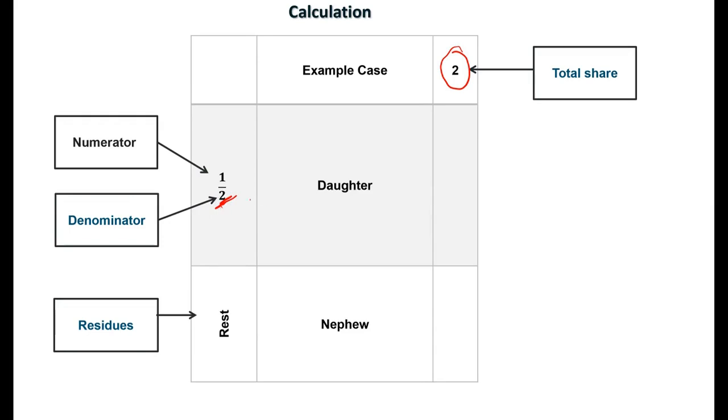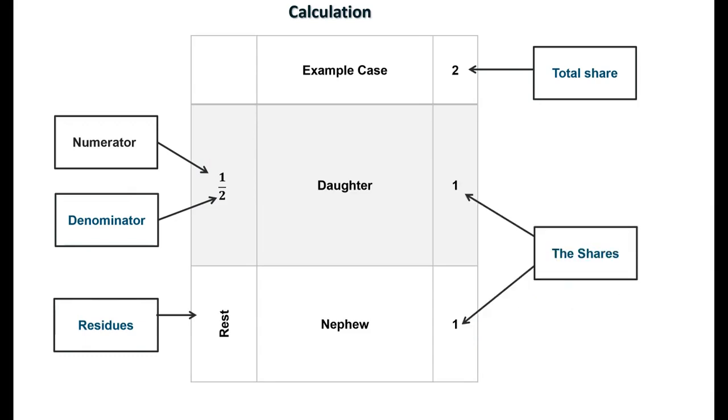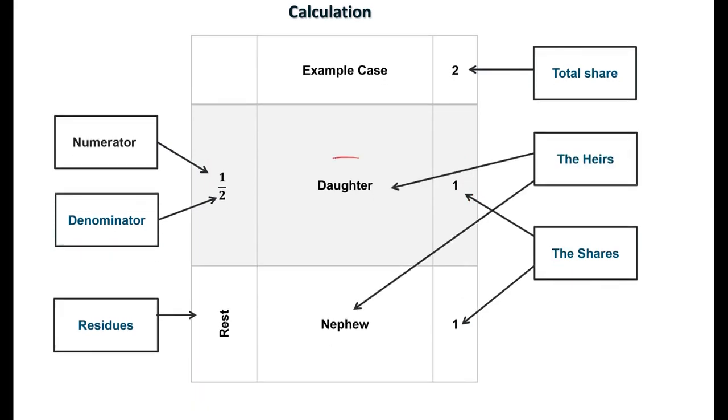So half of 2 is 1, and the remaining half is also 1. So the nephew is getting half, not because he is entitled to half, but because that is the remaining. He is getting the remaining, or the residue. These are known as the shares of each heir. And these are known as the heirs, as we mentioned.